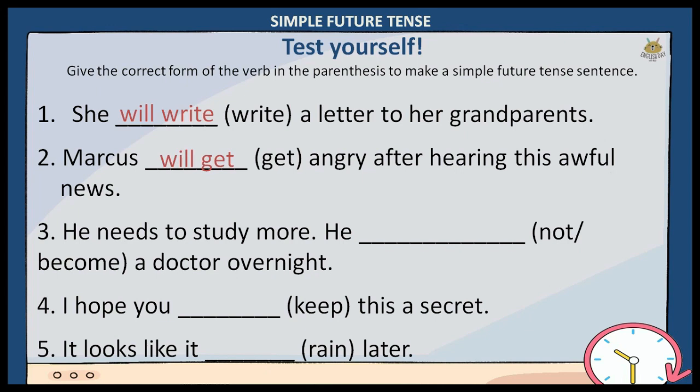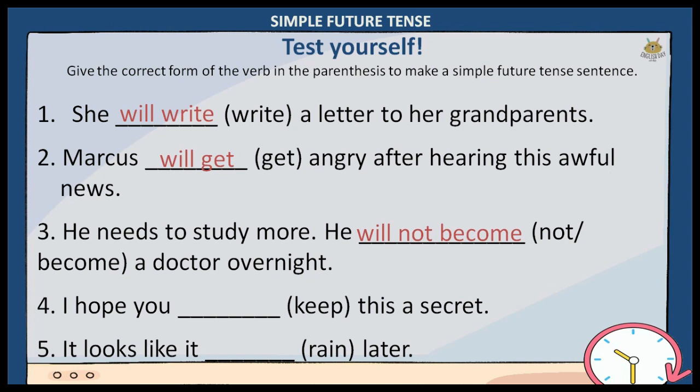Number 3, he needs to study more. He blank a doctor overnight. If you answered he will not become, then you are correct. He needs to study more. He will not become a doctor overnight.